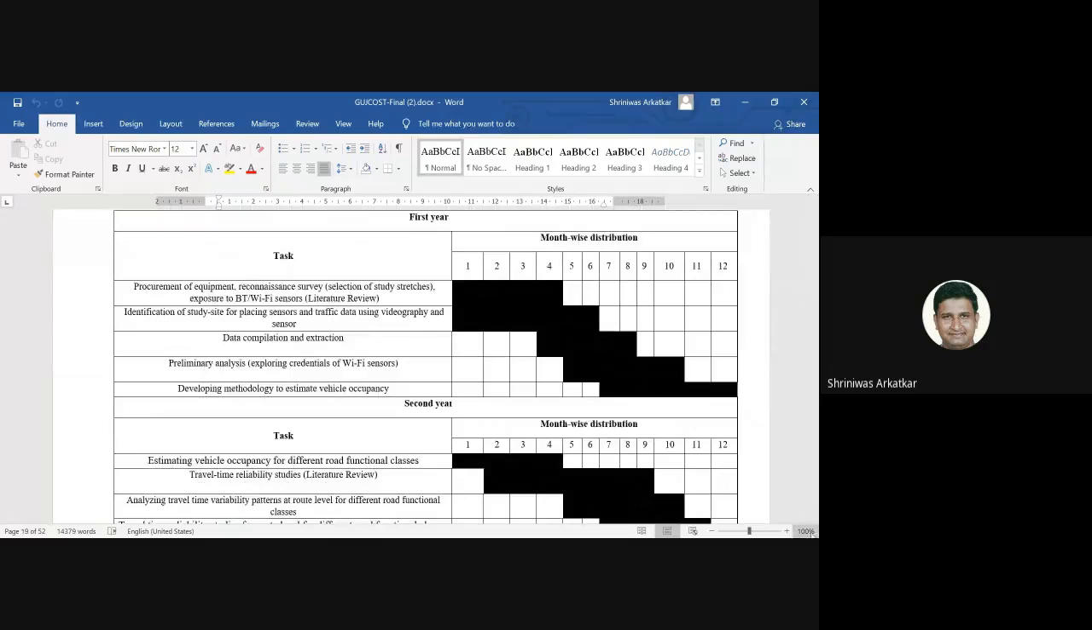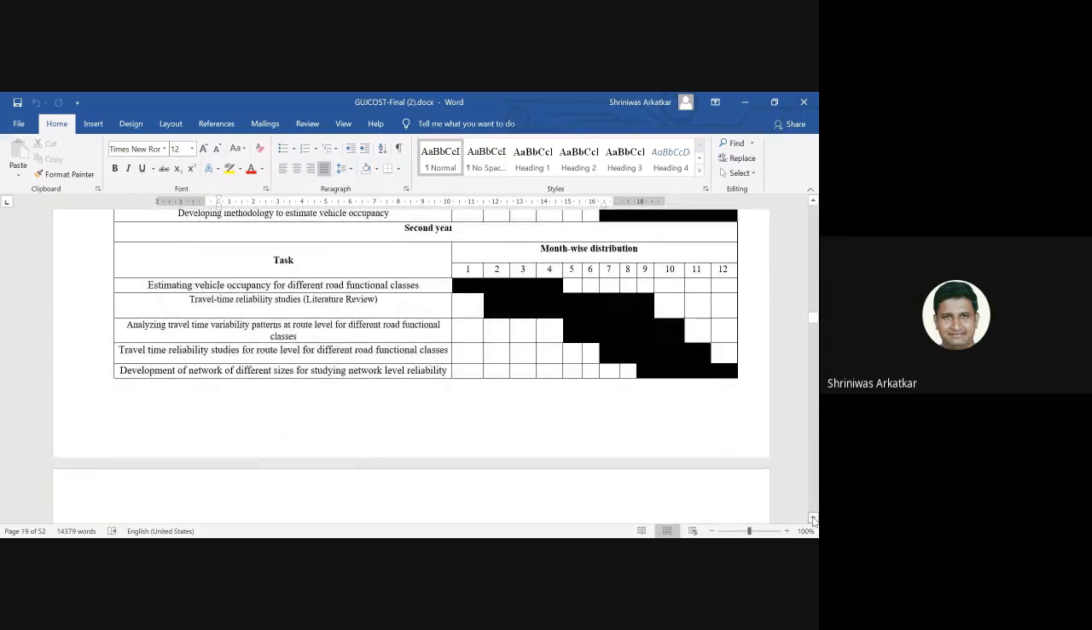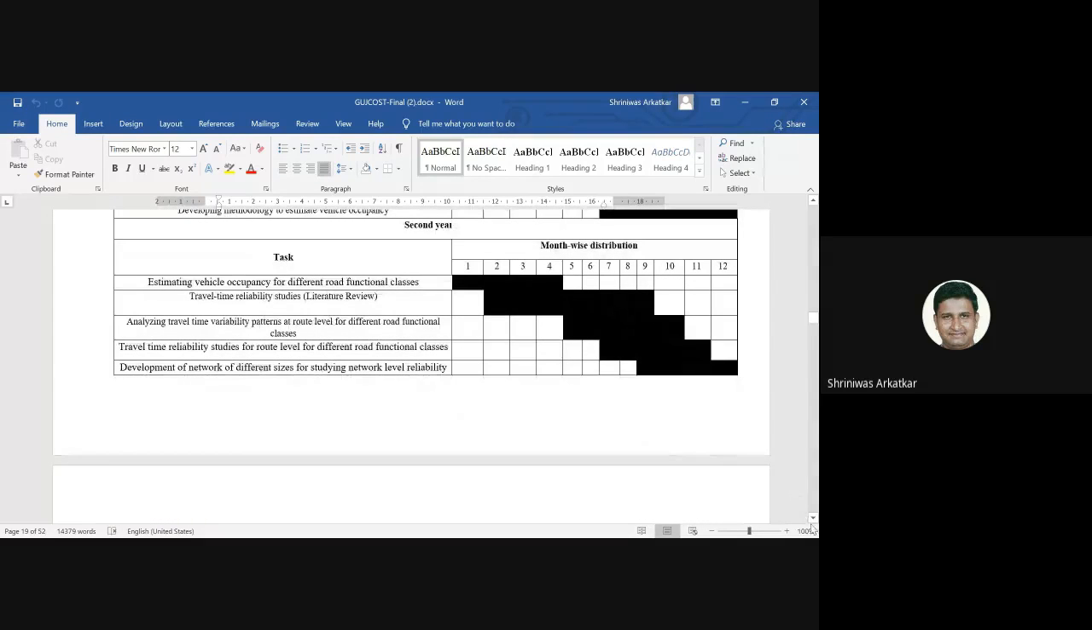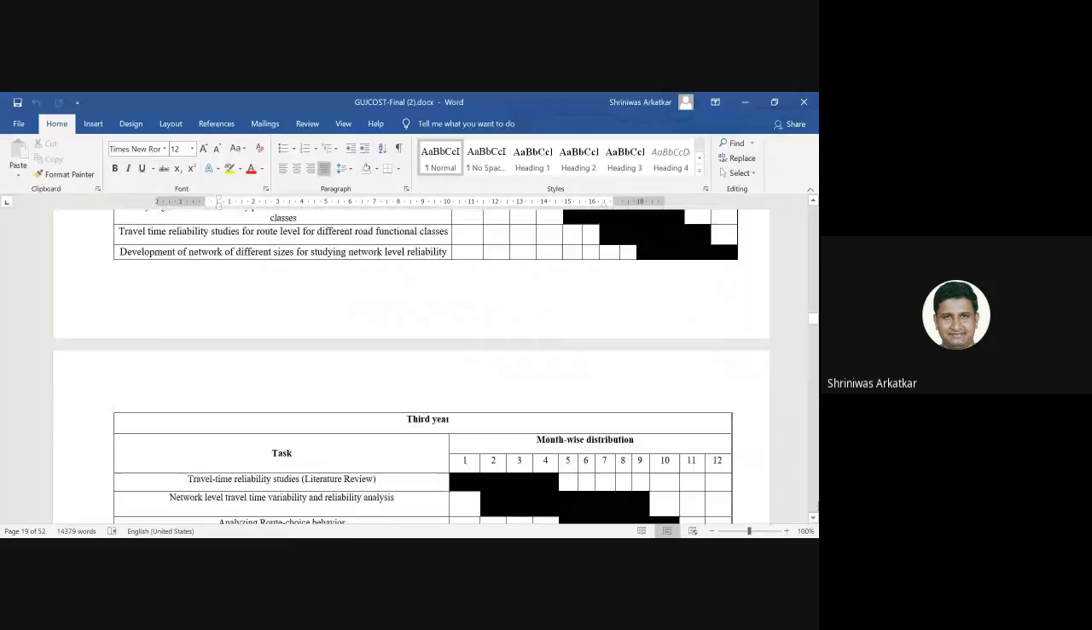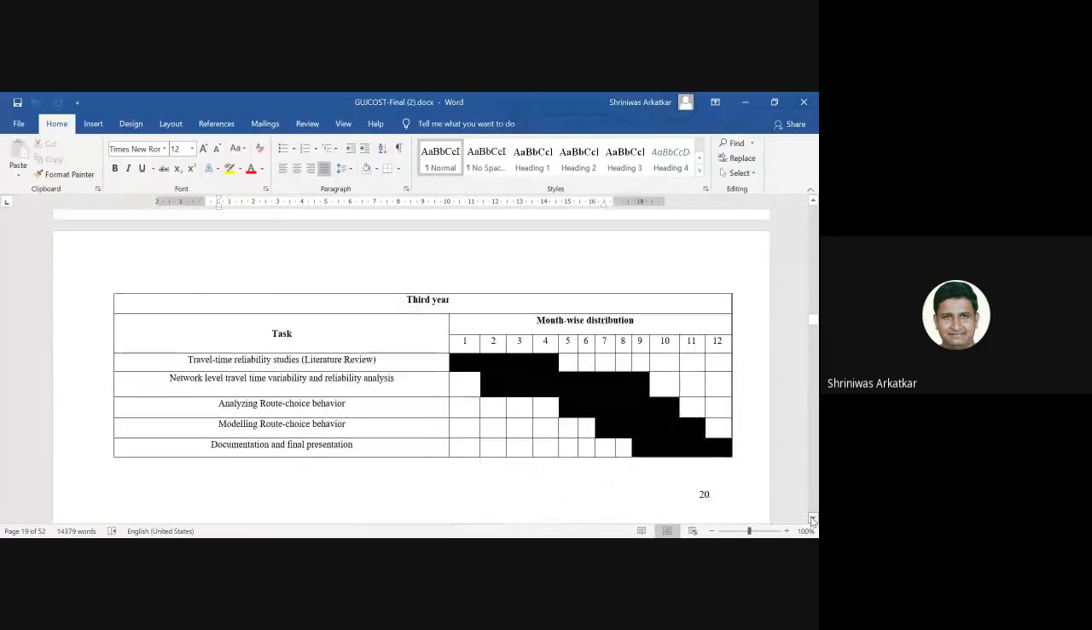Again, I told you first year, second year, third year, and this is month-wise: 1, 2, 3, 4, 5, 6, 7, 8, 12 months. 12 into 3, 36 months. This scheme is, I think, for 2 years, no, it is for 3 years. So we can show all these things.